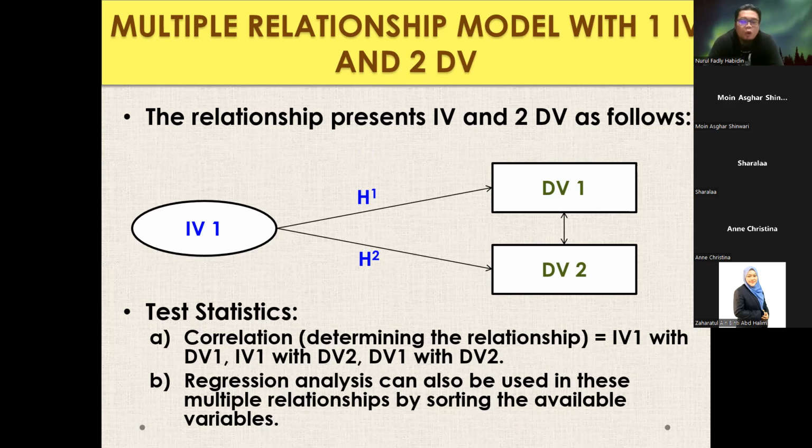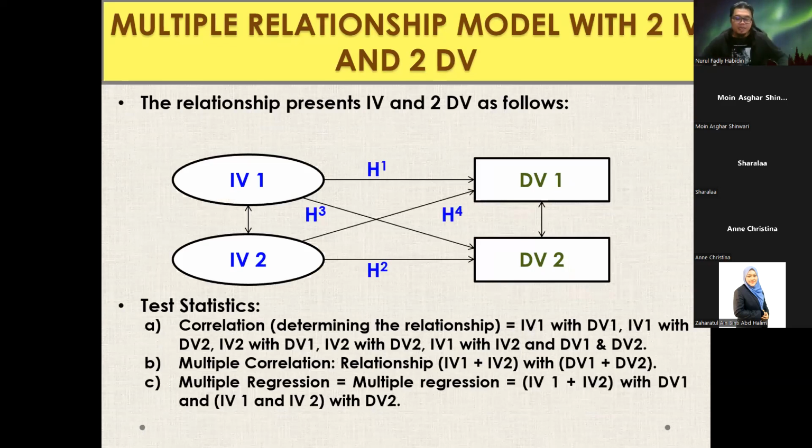The same thing, you can also test correlation analysis. For example, IV1 to DV1 and IV1 to DV2. Plus, you can also test the correlation among the dependent variables, DV1 and DV2. Because you have more than one DV, we can also study regression analysis, and also use this multiple relationship by sorting the available variables. You can also use regression because you have the IV and DV. Of course, you can study correlation and regression also.